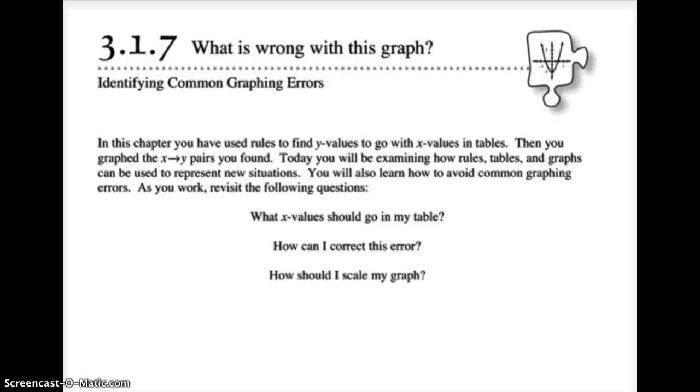This is going to be a video to help you with section 3.1.7 in your Algebra Connections book. And the title of this section is called Identifying Common Graphing Errors. And the question they ask at the beginning of this section is, what is wrong with this graph? So we're going to be trying to find out what's wrong with how we graph this or set up the axes for these graphs. So let's look at the first problem, which is number 60.